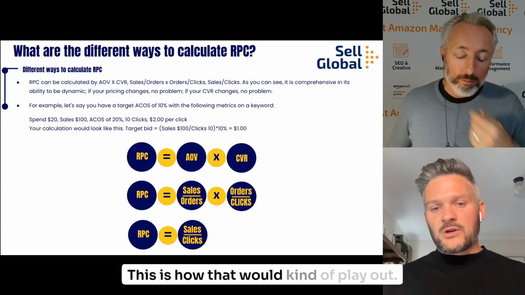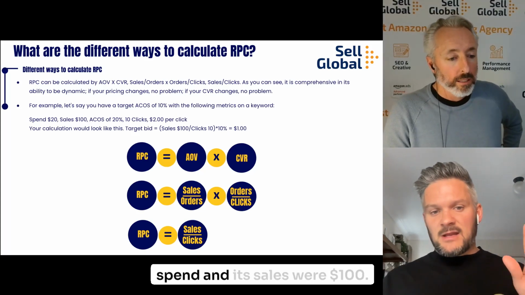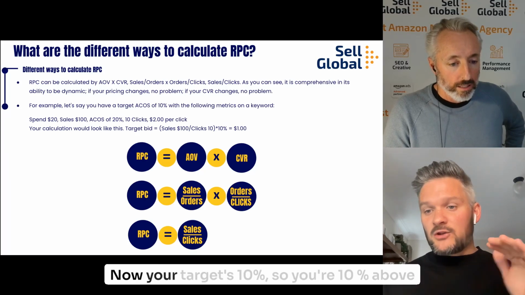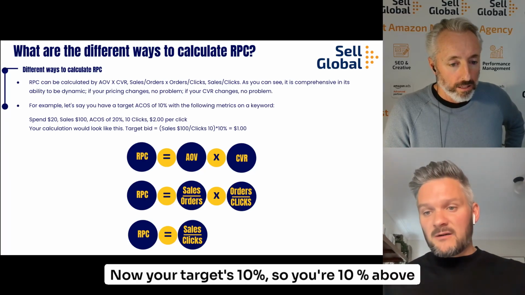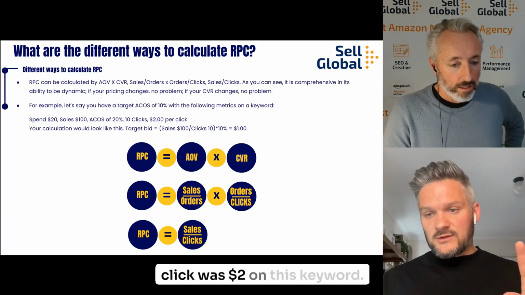This is how that would kind of play out. Let's say you had a keyword, it had $20 in ad spend, and its sales were $100. That means you've got an ACOS of 20%. Now your target's 10%, so you're 10% above what you want. Let's say you had 10 clicks and your cost per click was $2 on this keyword.